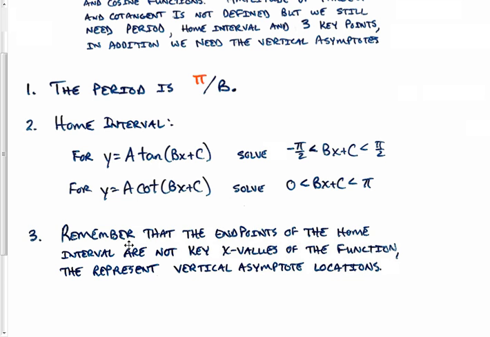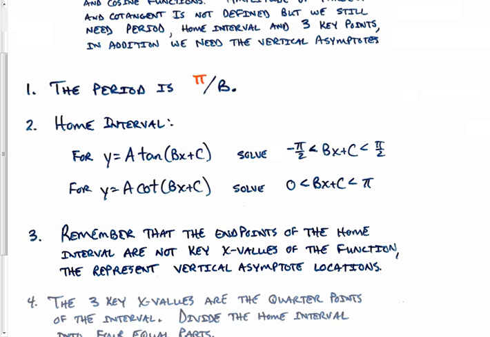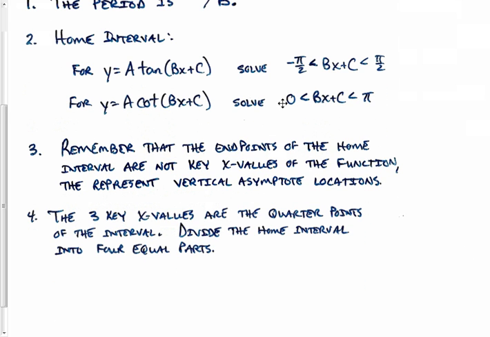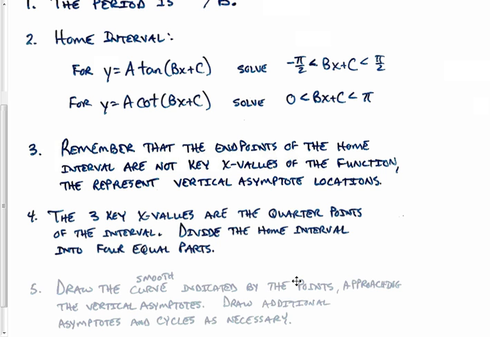Now, remember that the endpoints of the home interval are not going to be x values of the function because our tangent and cotangent functions are not defined at these endpoints. But we'll have vertical asymptotes there instead. Those points are important so that we know we have vertical asymptotes. Then we break that home interval into 4 equal parts, and so there's going to be 3 key x values that are the corner points of the interval. It's the 3 interior points that we're worried about for the graph points.